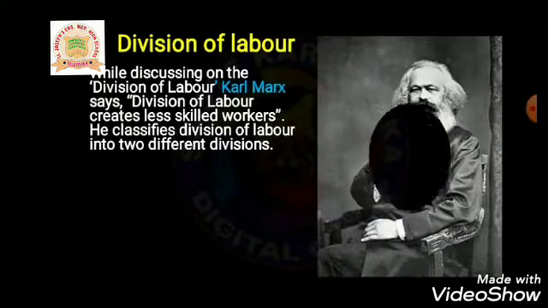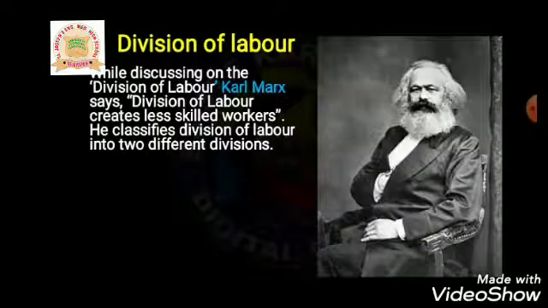And now we'll learn one more important meaning which has been said by Karl Marx, as according to him, what exactly division of labor means. Karl Marx has said division of labor is going to create less skilled workers. On the basis of this, he classified the laborers into two groups.